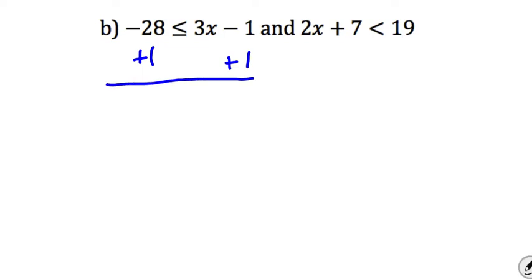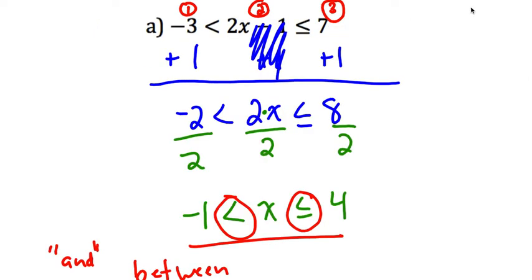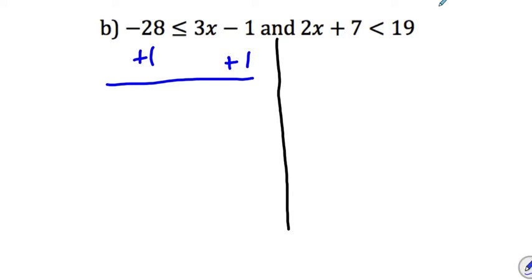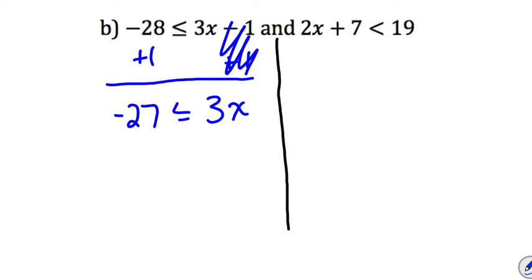Now we're going to separate this problem. This inequality over here, negative 28 is less than or equal to 3x minus 1, has nothing to do with 2x plus 7 is less than 19. I'm drawing the line there just to separate them. It's not like these problems where you can work with them all together because they're all joined together into one string of inequalities. So let's keep that in mind. Negative 28 plus 1 is negative 27, is less than or equal to negative 1 plus 1 is 0, so my right-hand side is just 3x.